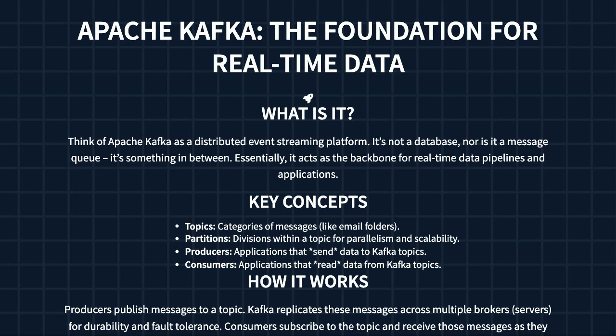Think of topics as categories, like folders in your email. You have one for sales emails, another for marketing, etc. Each topic is then split into partitions to allow multiple producers and consumers to work with the data simultaneously, making it super scalable. Producers are apps that send information to Kafka, and consumers are the apps that pull that information from Kafka. It's all about building reliable, real-time pipelines.